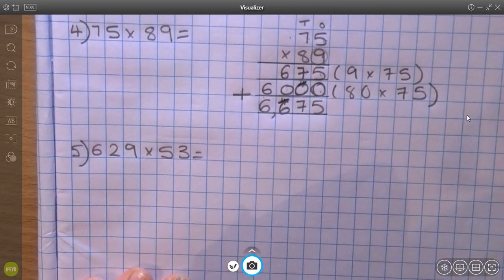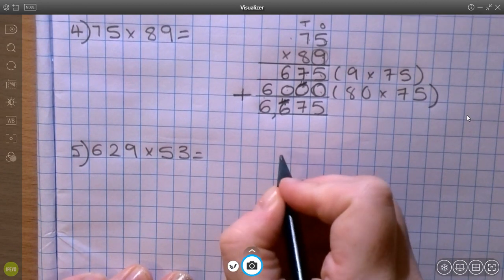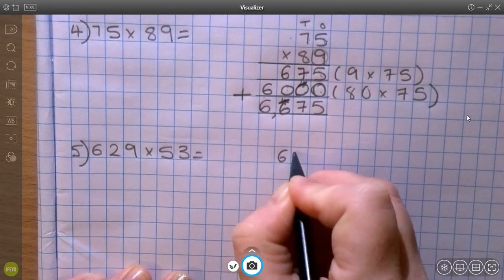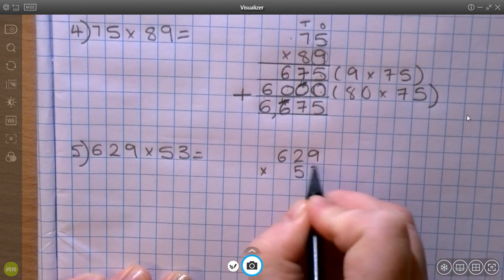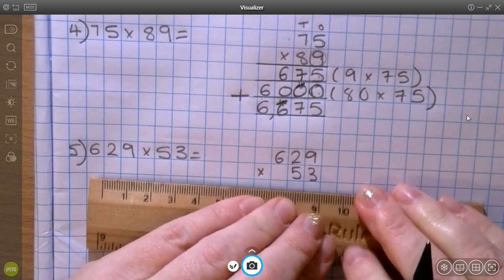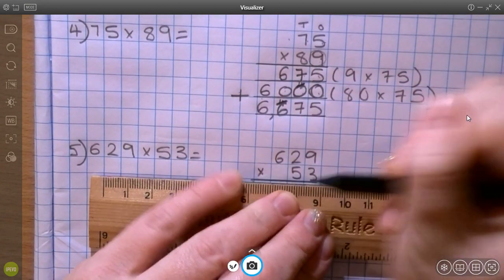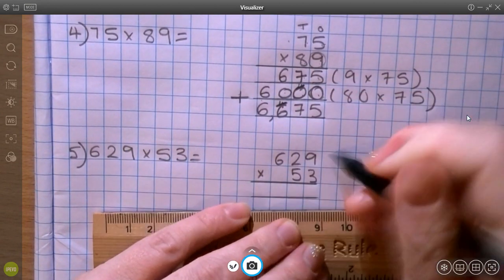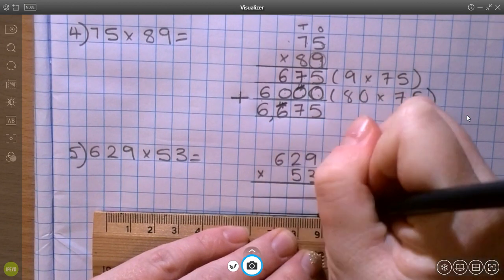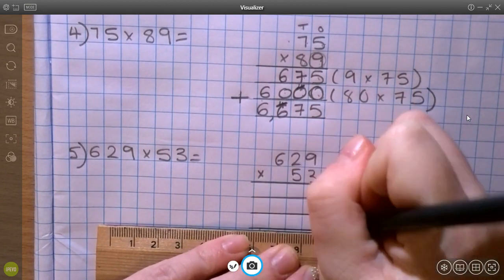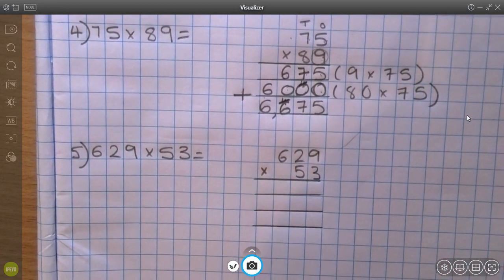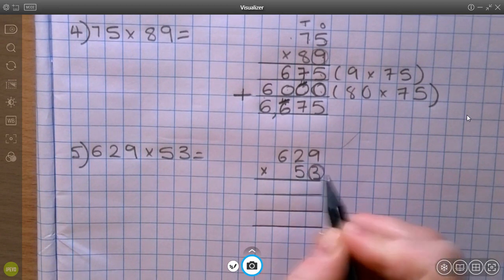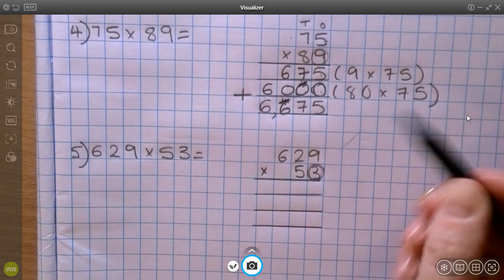Still multiplication, and still need to put it into our formal method. So 629 multiplied by 53. Again, I'm going to draw my 4 lines ready. 1, 2, 3, 4. Which column am I going to start in first? Shout it at the screen. The ones column. So always look at your bottom number, your 2-digit number. I'm going to start with the 3.